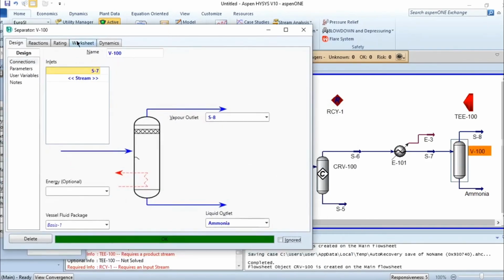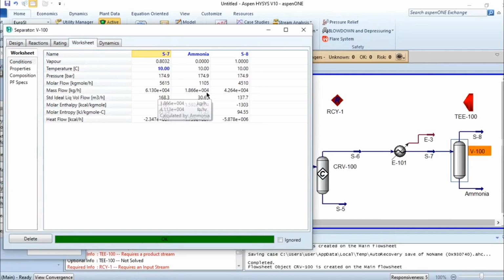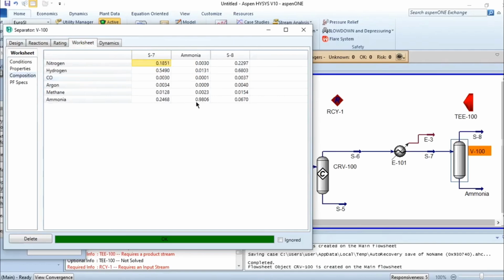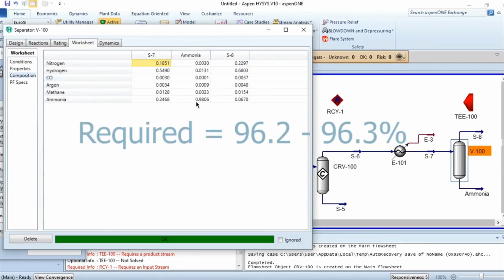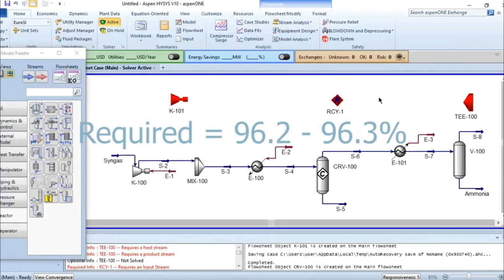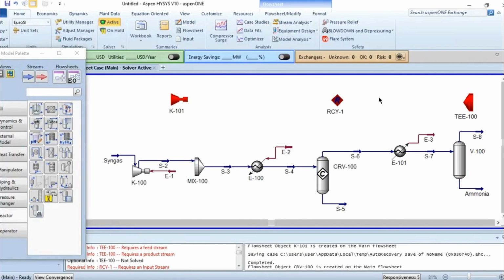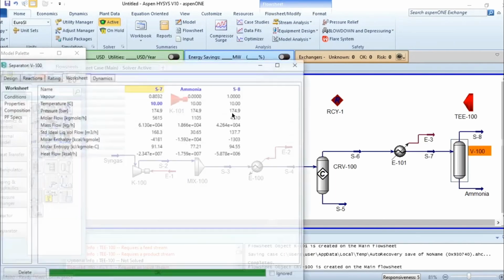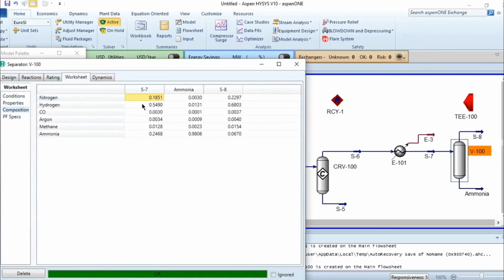So as you can see, ammonia is produced in the system, and this is the mass flow rate and this is the molar flow rate of produced ammonia, and the purity of ammonia is 98.06%. So this is the purity of ammonia before this stream, which is the S8 stream, is recycled. And what is the specification of the S8 stream? It contains ammonia, methane, argon, CO, and hydrogen and nitrogen are also going.